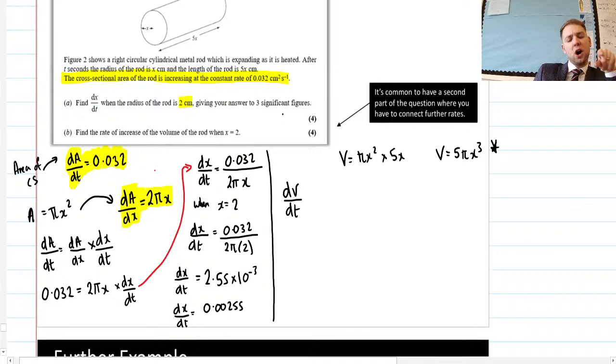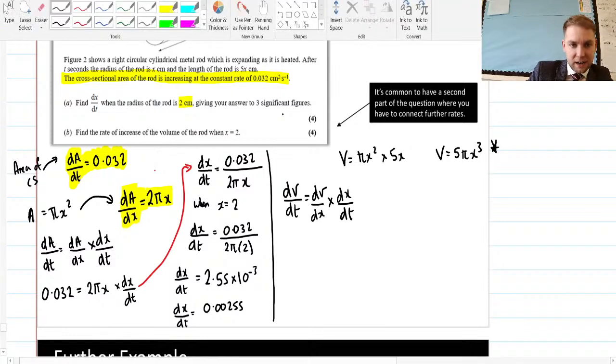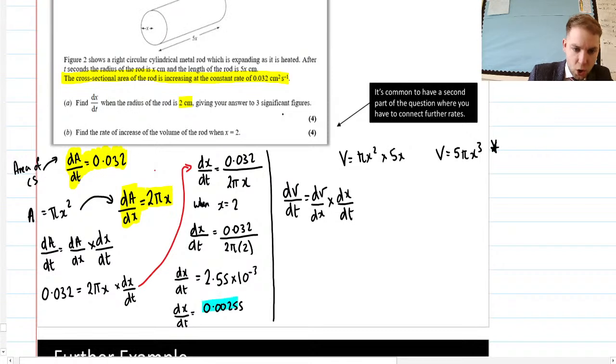Okay, now I can't work out dV by dt directly because my V is in terms of x. So if I've got something in terms of x, I'm going to work it out in terms of that. So dV by dx times by dx by dt. Now take note, I've already got that from the first question, haven't I? So dx by dt is this part down here, which I've worked out in the last question. We can only use this here because it says when x is equal to 2, and it was x equals 2 in the last one, wasn't it?